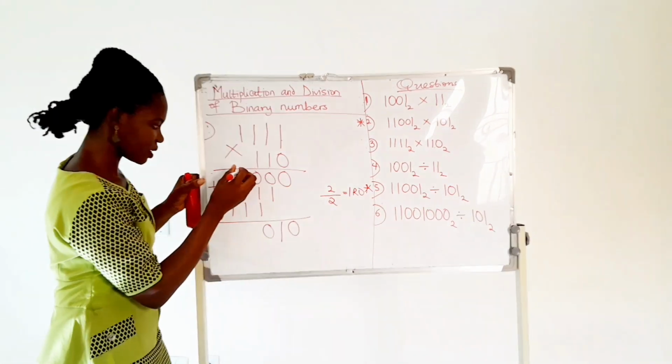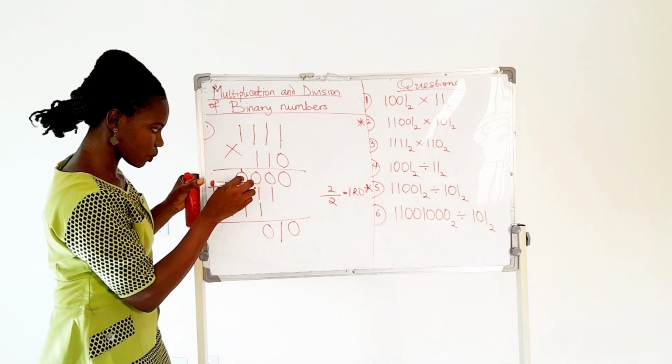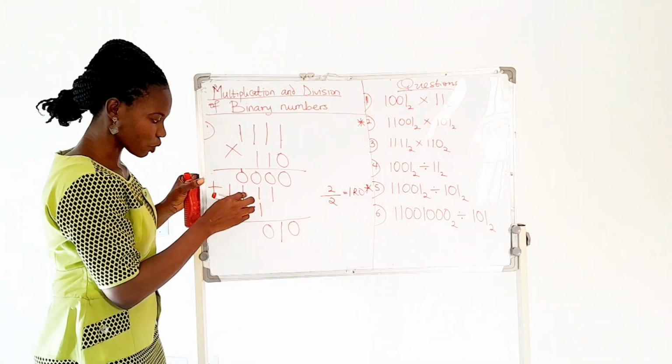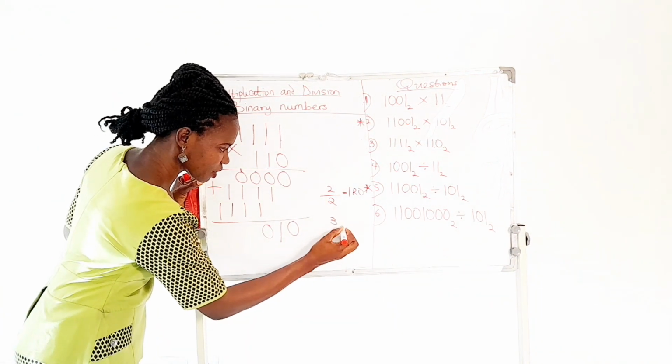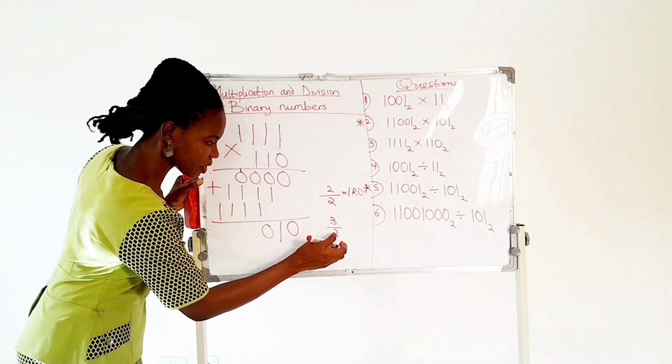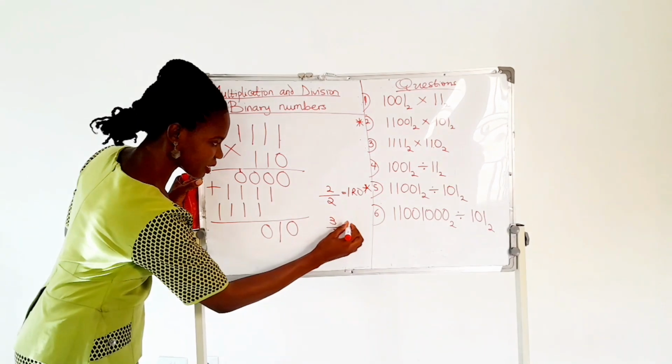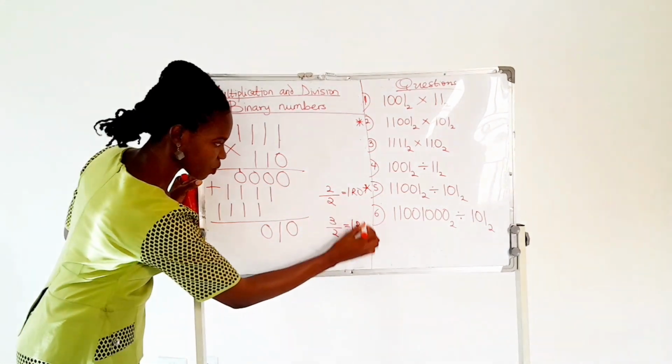This 1, we carry it to this 1. 1 plus 0 is 1. Plus 1, 2, plus 1, 3. So I have 3. 3 over 2 because we're working in binary. How many 2 can we get in 3? It's 1, remainder 1, right?